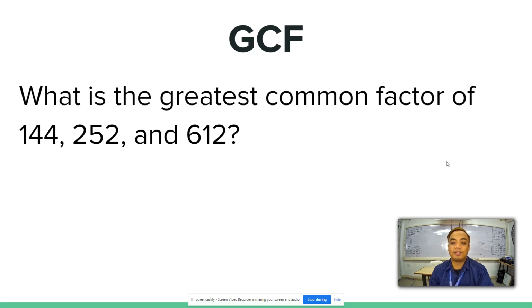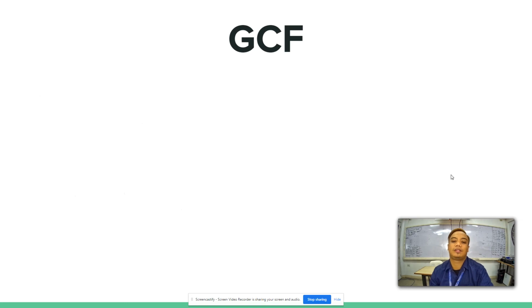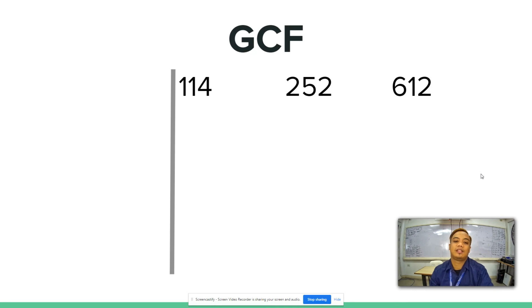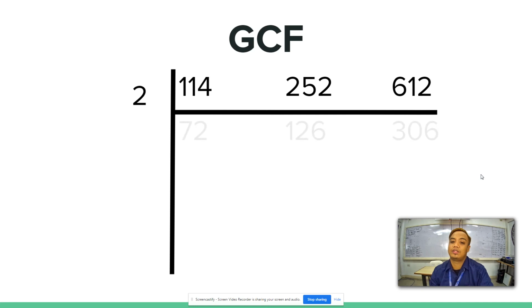Let's try another set of numbers. This time we will use three numbers: 144, 252, and 612. What is the greatest common factor? So we will list the numbers again. Think of numbers that we can divide to each of these numbers. And I think we can divide it by 2. We will have these answers: 72, 126, and 306.